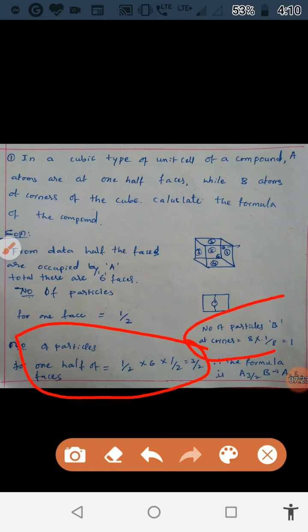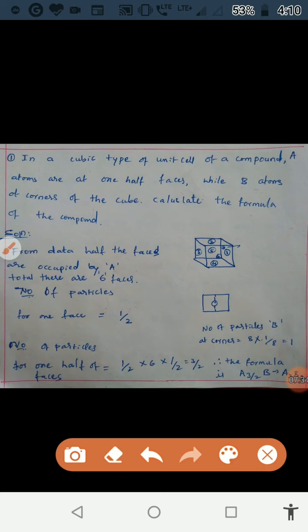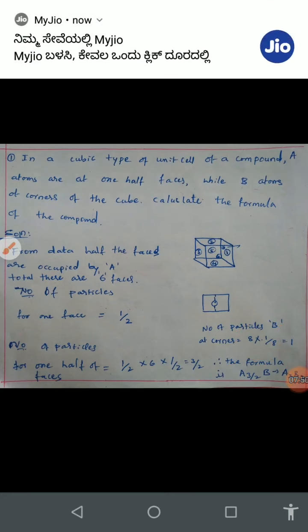The number of B particles: there are 8 corner particles, and 1/8 of that particle will be contributed to that unit cell. Therefore, it is 8 into 1 divided by 8, that is equal to 1. Therefore, the formula of that compound is A3/2 B, is the formula of that particular compound.